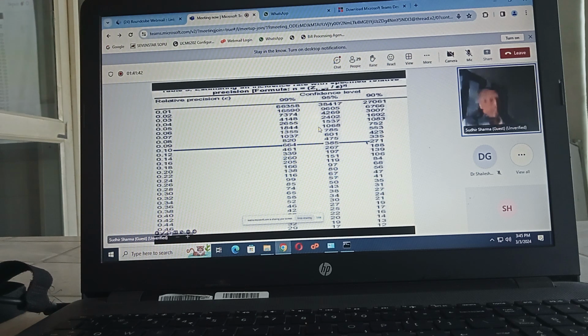So what does this signify? This signifies, number one, as the precision increases the sample size increases. As the confidence level increases the sample size increases.